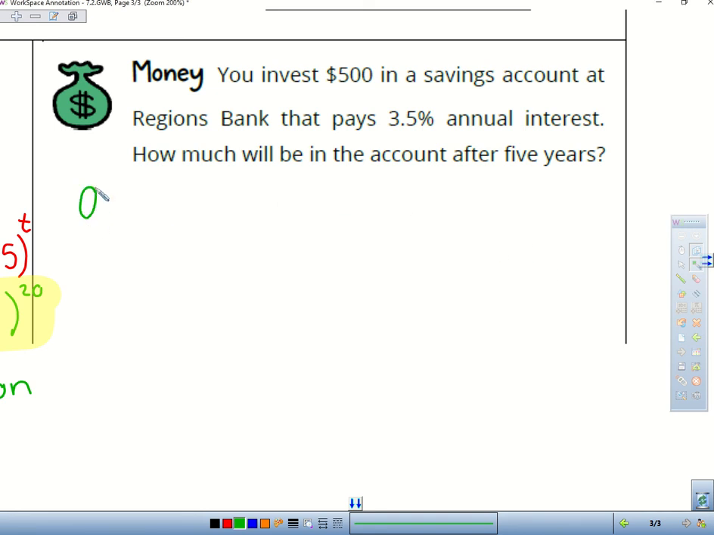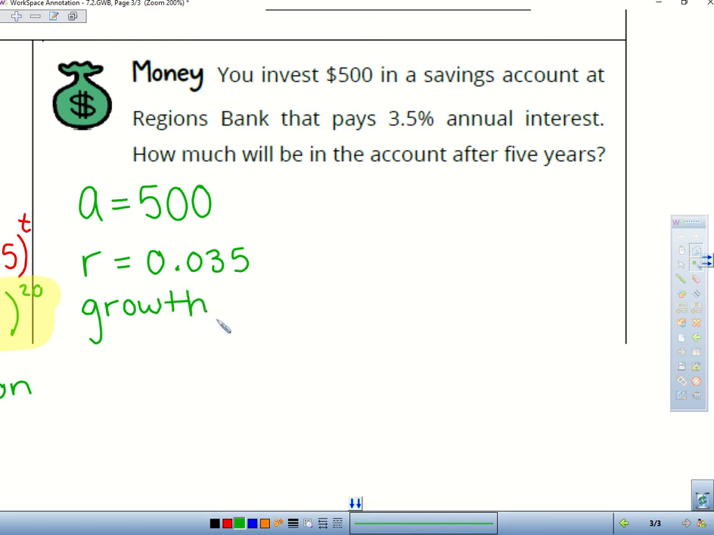So, the initial amount of money you start with is? 500. Good. And what is the rate as a decimal? 0.035. Good, 0.035. Move the decimal place twice. And is it growth or decay? Growth. So if you're investing money and you're accruing annual interest, if you're accruing interest, that means that your account is going up. Now you wouldn't invest and then keep your money in an account that was taking 3.5% of your money, right? So think logically through that.